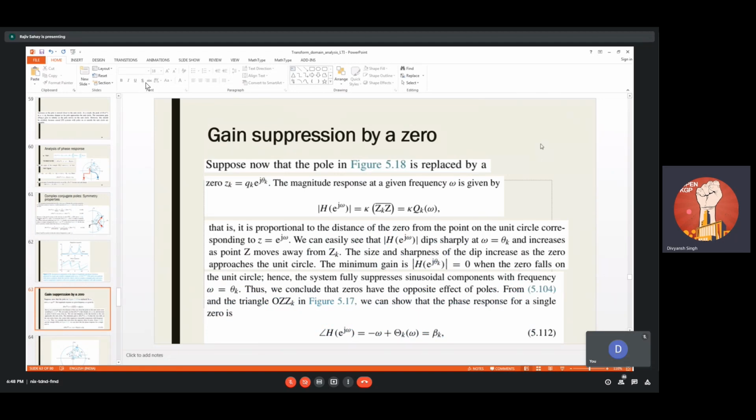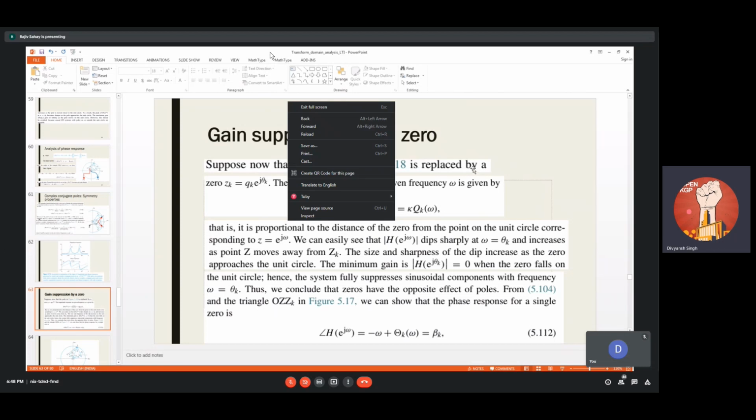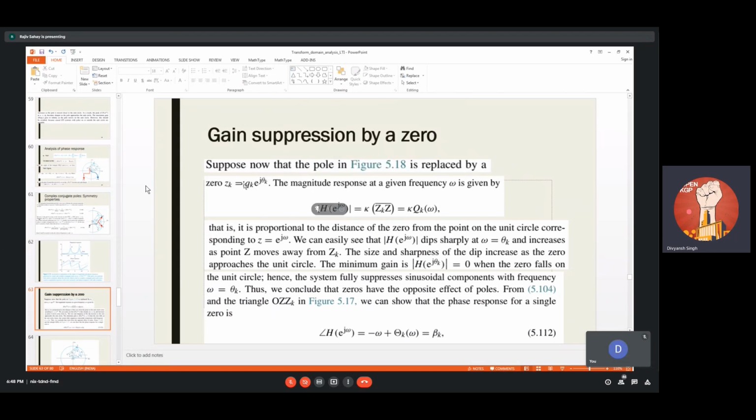So what happens when you have a zero? A zero means the magnitude of H(z) is going to 0 at that particular point. So the gain will be suppressed by a zero. Suppose the pole in our earlier figure is replaced by a zero z_k at q_k e^{j theta_k}, and the magnitude response at a given frequency omega is given by kappa into |z_k z|. It is equal to kappa into q.